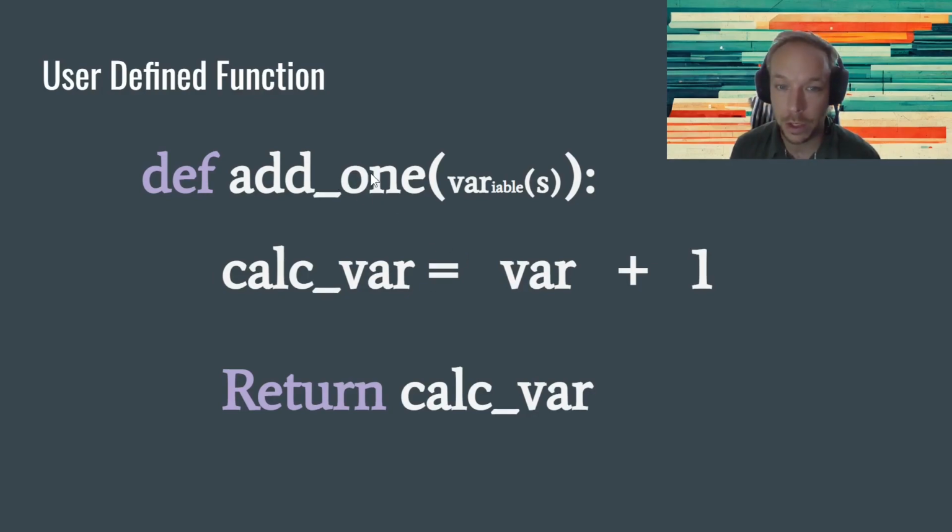So here what I'm going to do, I'm going to take this variable and pass it to this var right here. It's going to be var as I work with it. I'm going to add one to this variable, and I'm going to assign this to a calculated var, the calculation that I did. I'm going to be returning that calculation. Okay, so pretty straightforward.